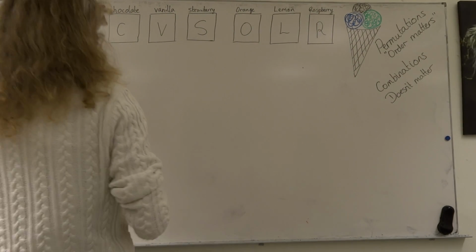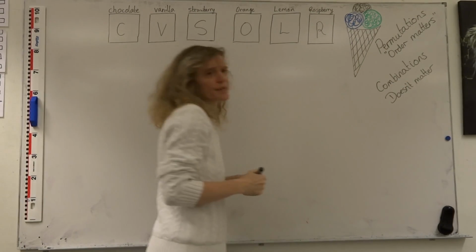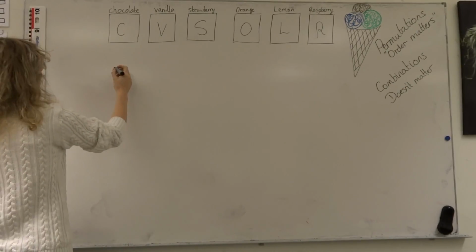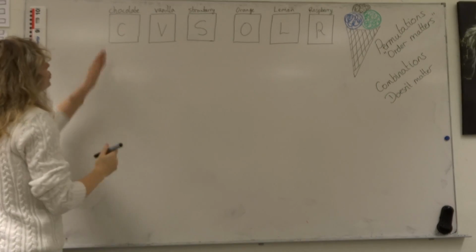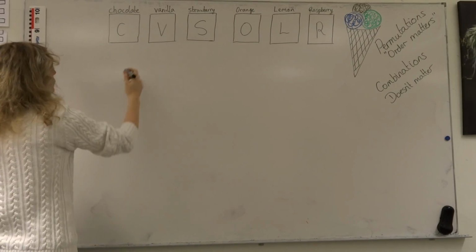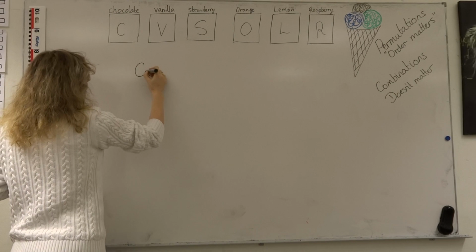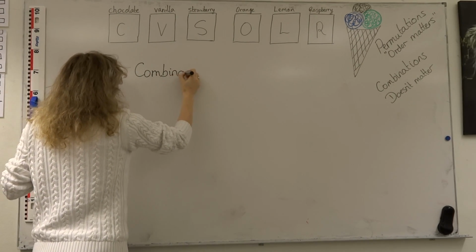Right, now we're going to talk about combinations. And with combinations, order doesn't matter. So we know that we've got these 6 flavours of ice cream: chocolate, vanilla, strawberry, orange, lemon and raspberry. And instead of talking about permutations where order matters, we're going to talk about combinations where order doesn't matter.